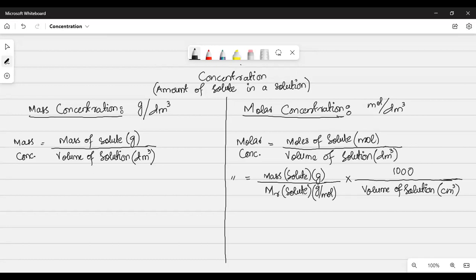Over 1,000. Remember the conversion? We did the same thing almost yesterday, that if we divide it by 1,000, that's how we would be able to convert it into decimeter cube. So you can either use the contracted formula or you can use the expanded formula. It's entirely up to you. Both ways, you're going to end up at the same set of units, mole per decimeter cube. I hope that makes sense.